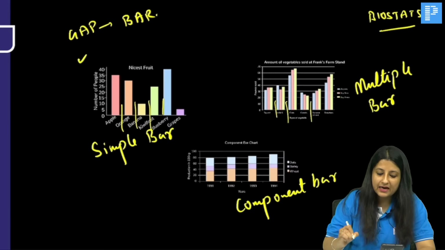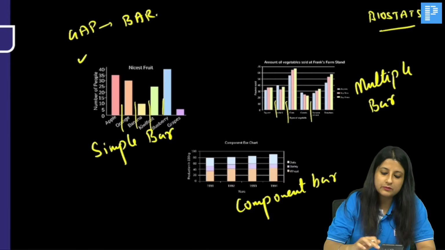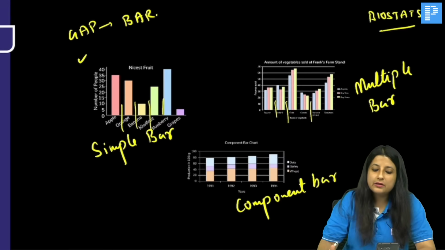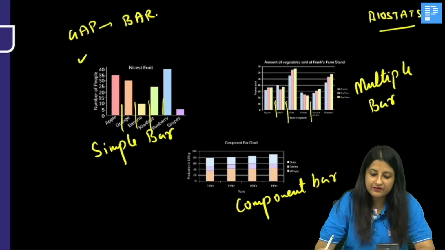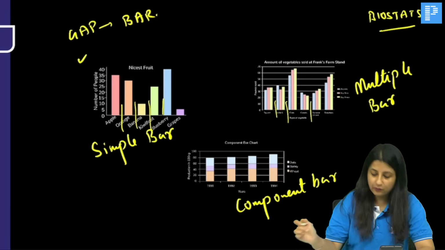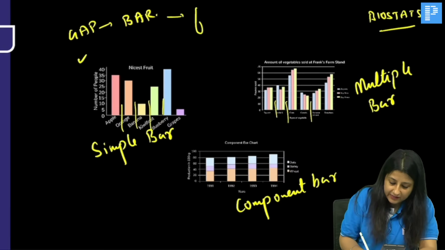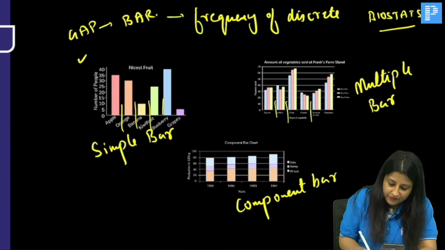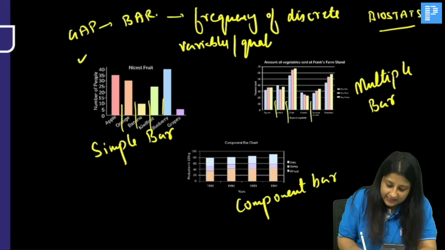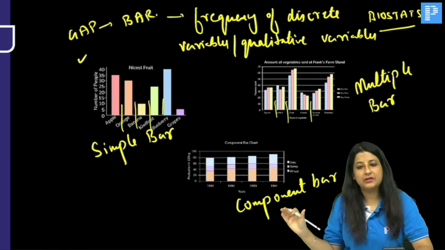Now what does a bar diagram help us do, guys? The bar diagram tells us about the frequency of which variables, everybody? It displays the frequency of discrete variables, or I could also say qualitative variables. How will you remember for the exams? Don't get confused. Wherever you see a gap, it's a bar diagram.